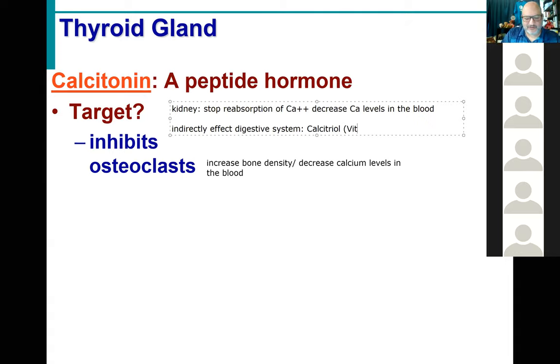Vitamin D, there you go, excellent. It is the active form of vitamin D. So calcitriol tells the digestive system to absorb calcium. Well, what calcitonin does is it inhibits calcitriol production, or really activation. And if we have less calcitriol, our digestive system absorbs less calcium.